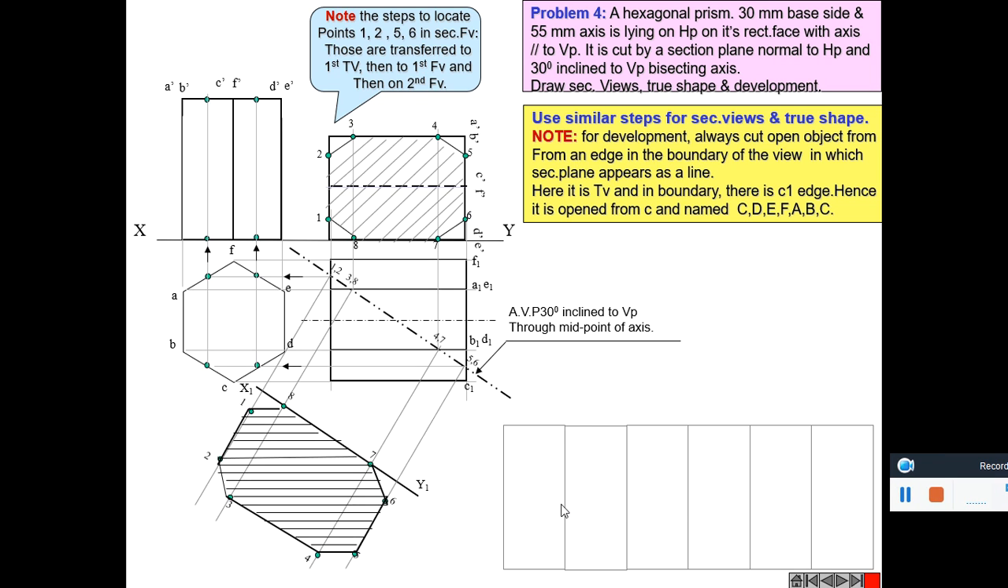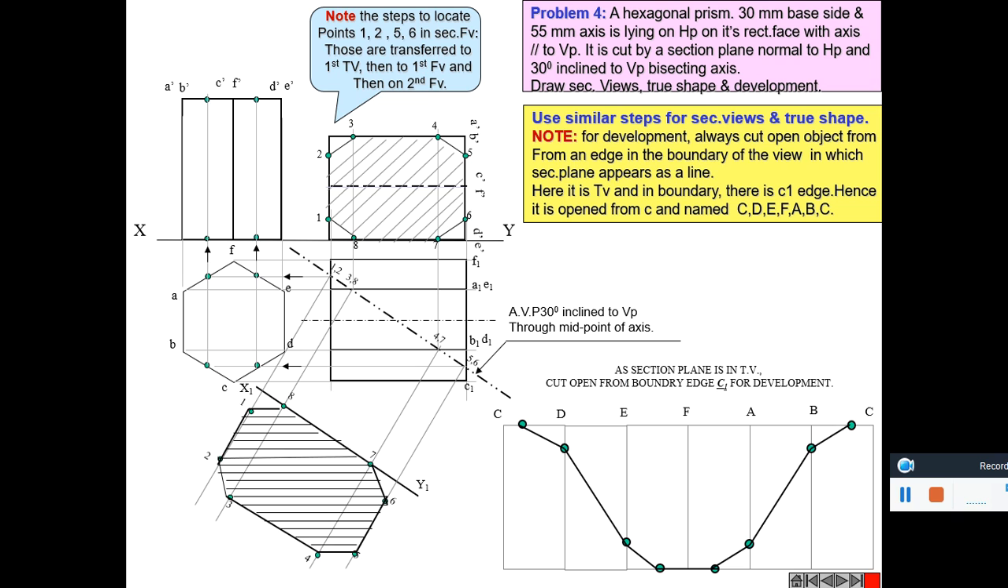Development of the hexagonal prism. This is 30 into 6, 30 each. These parts are 30 millimeter each. Corresponding points are marked here, and the section portion is marked here using thick lines.